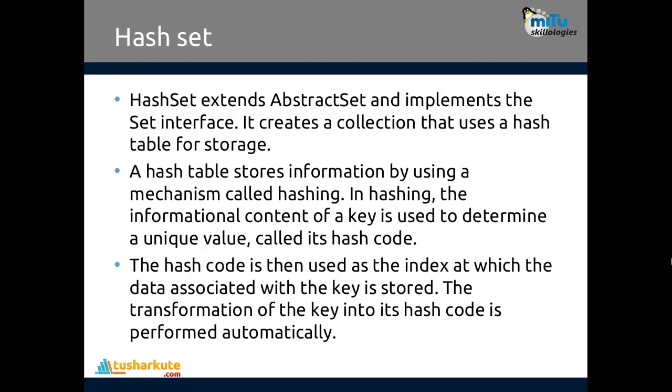Okay, now hash set. Hash set is the implementation of the set interface. It extends the AbstractSet and implements the set interface. It creates a collection that uses a hash table for storage. Hash table stores the information by using a mechanism called hashing. It's a part of data structures. So in hashing, the informational content of a key is used to determine a unique value called the hash code. The hash code is then used as the index at which the data associated with the key is stored. The transformation of key into its hash code is performed automatically.